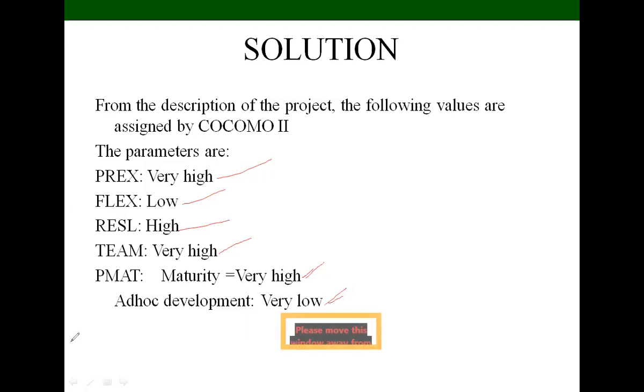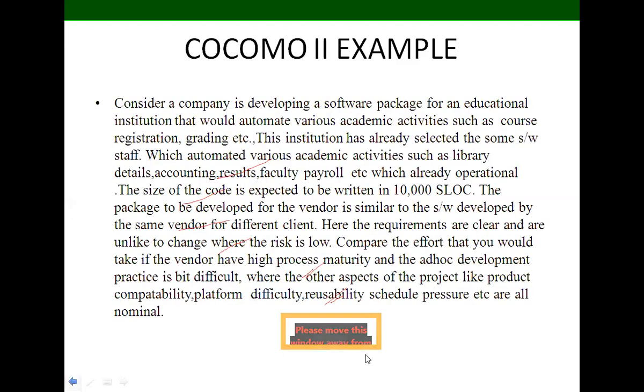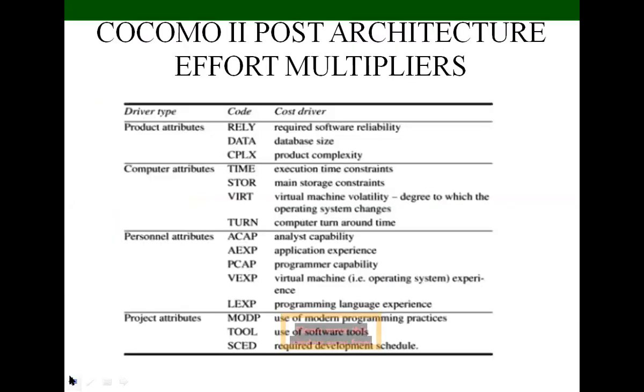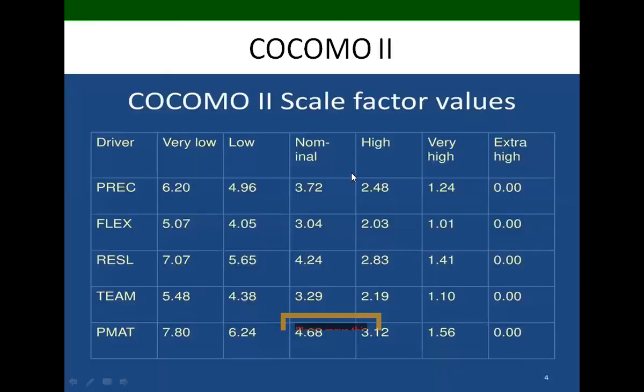So by above example, I will take the values. PREC is very high, flex is low, RESL is high, team is very high, PMAT maturity is very high, ad hoc development is very low. So far clear? So according to this example, I am taking the values of the scale factor values. So those are given here. These are the scale factors value COCOMO 2.